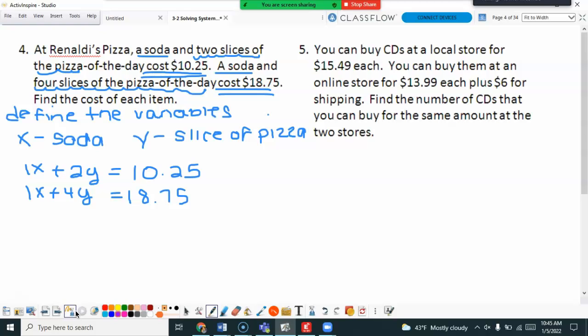So now I can choose either the top or bottom equation to solve for X, since both my X variables have a coefficient of 1. So maybe I solve the top equation. So I have X equals $10.25 minus 2Y. And I'm going to replace X in the second equation with $10.25 minus 2Y.